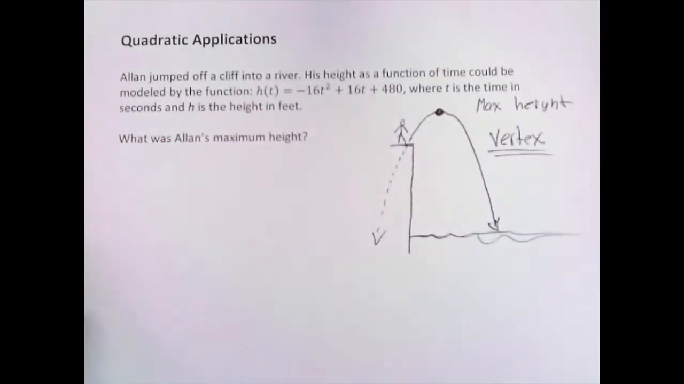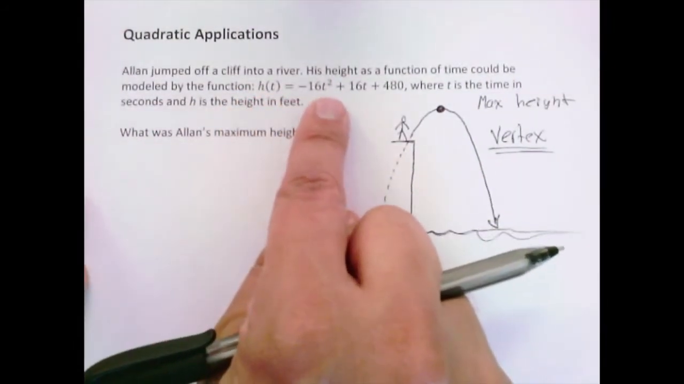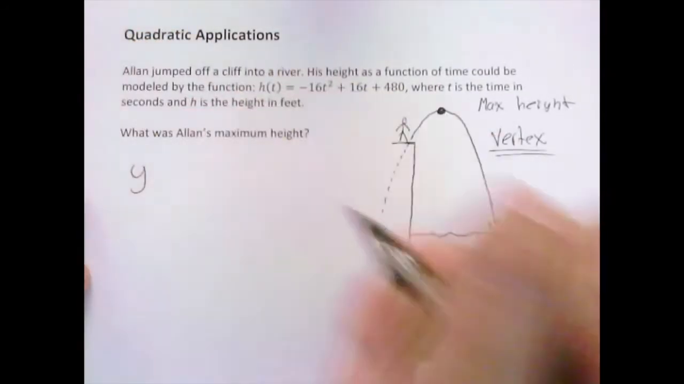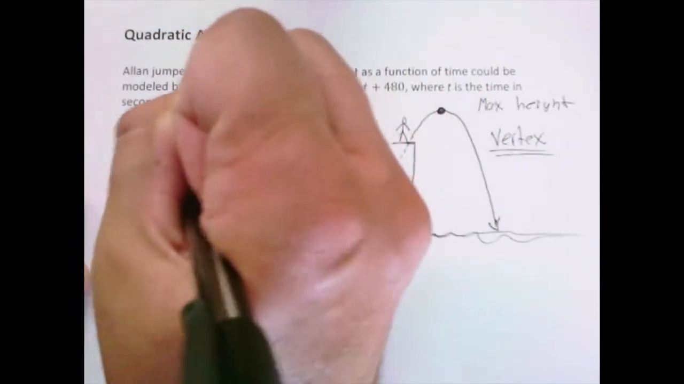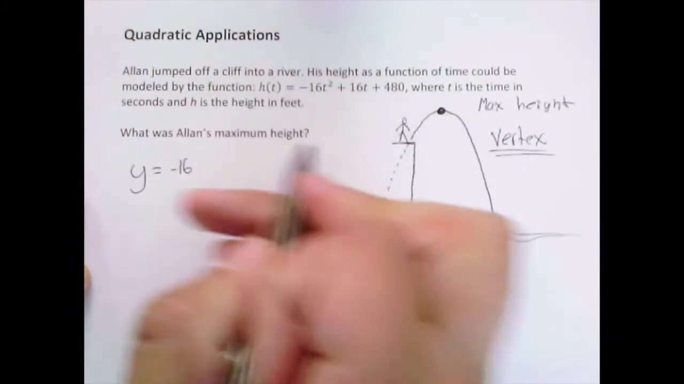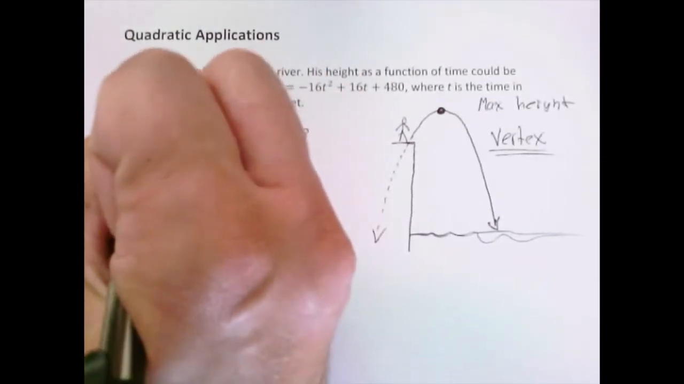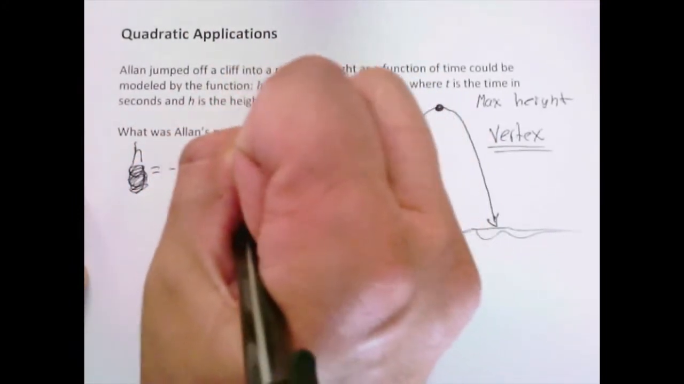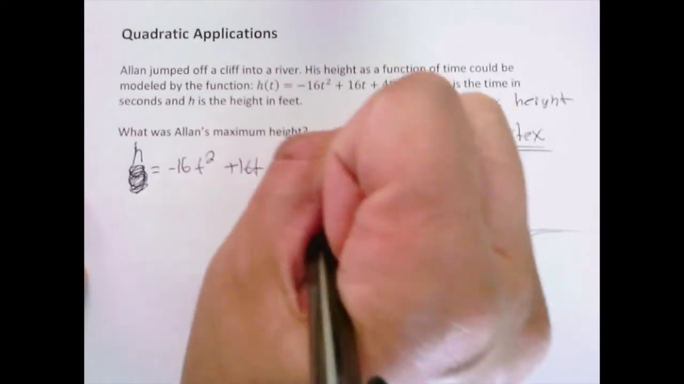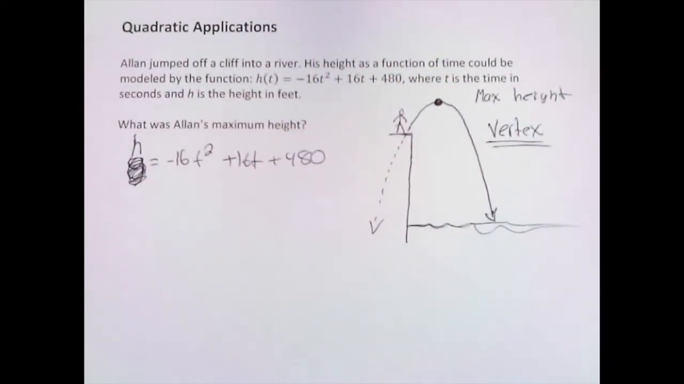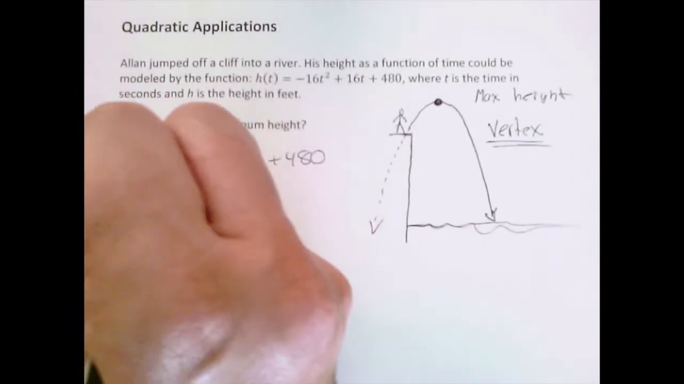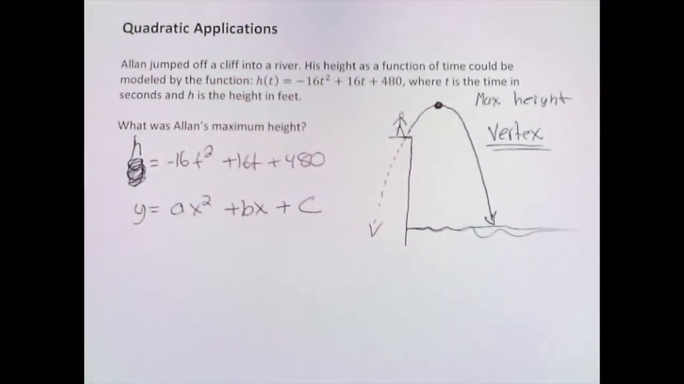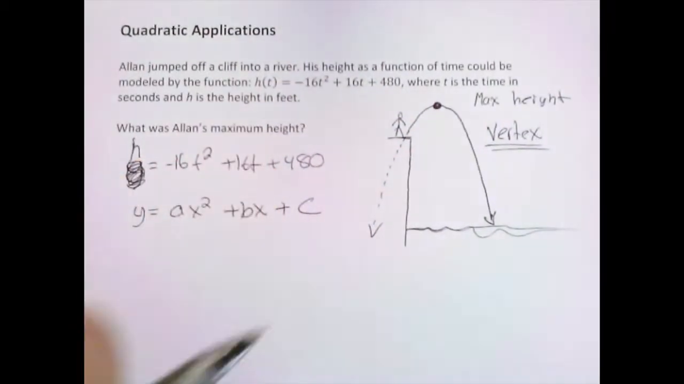When I look at my equation, I have h of t equals negative 16t squared plus 16t plus 480. We've talked about whenever you see h and t, it's really like y equals. So we're dealing with h equals negative 16t squared plus 16t plus 480. We've looked at a lot of different quadratics and a lot of different forms. This is very similar to y equals ax squared plus bx plus c, but instead of x and y, we're dealing with t's and h's.